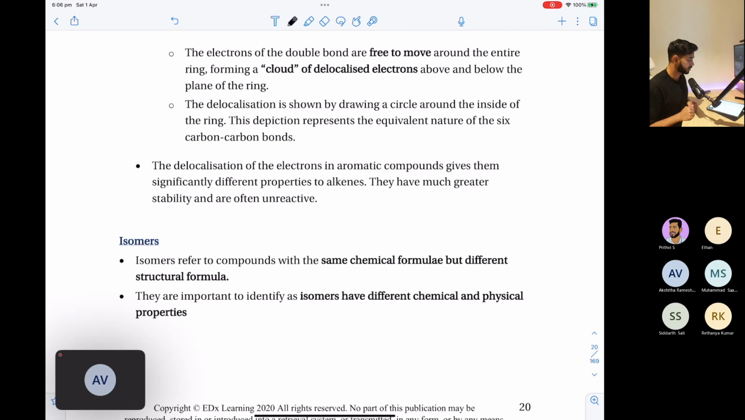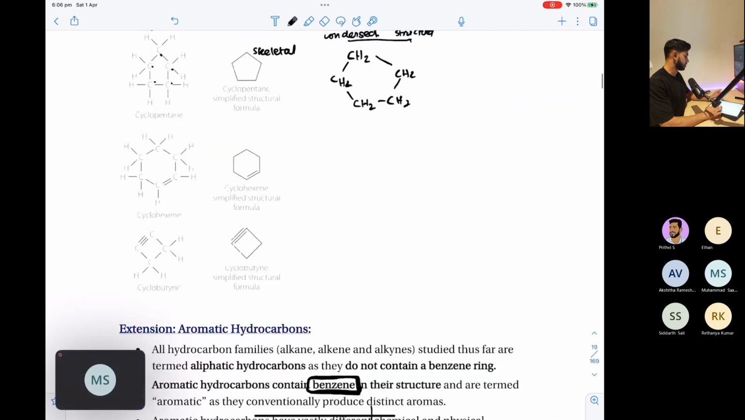Mohammed, question before the break? I didn't get that part, you know, when naming alkanes, alkenes, and alkynes. What was that equation you gave for all of them? I didn't get that part.